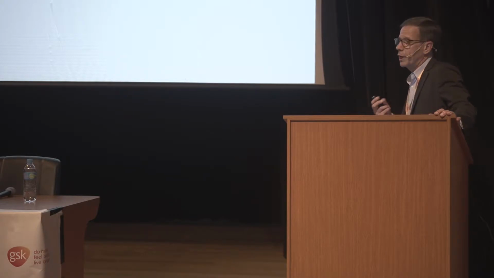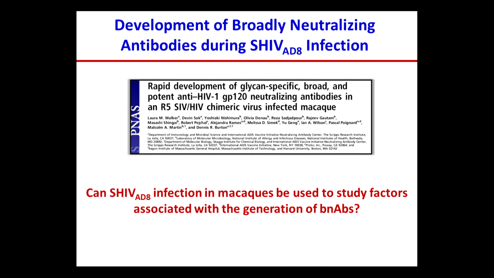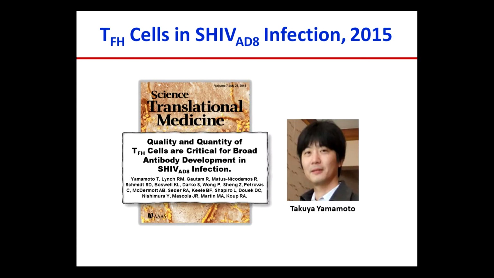So what we asked was, can SHIV88 infection in macaques be used to study factors associated with the generation of broadly neutralizing antibodies, looking specifically at T follicular helper cells? This was work published a couple of years ago by Takuya Yamamoto, who was a postdoctoral fellow in my lab at the time, came from Tetsuro's lab, and is now at Osaka University. And Rebecca Lynch, who's sitting in the second row there. I think you haven't spoken yet. You'll be hearing from her later in the course.